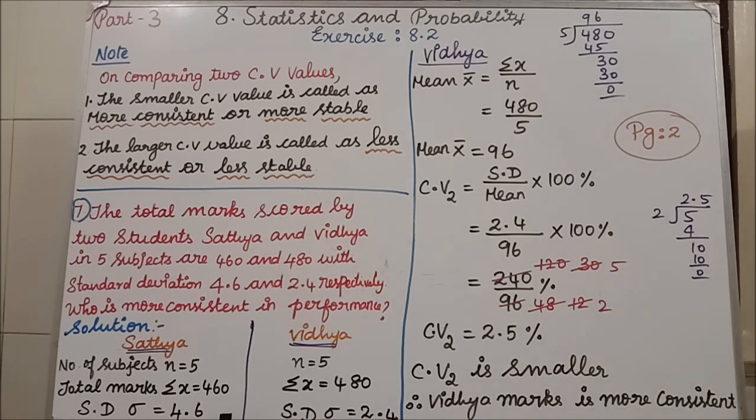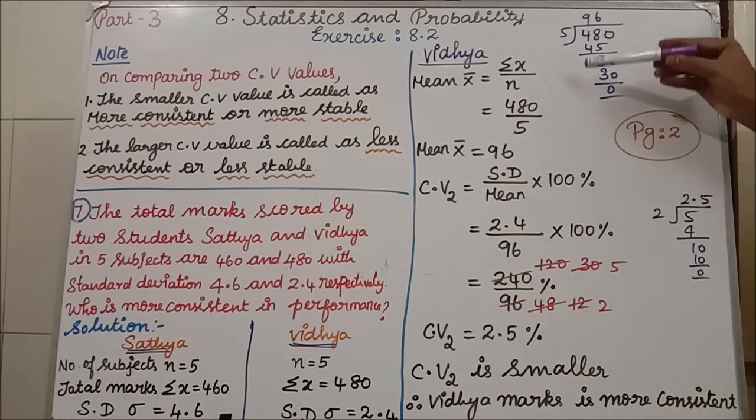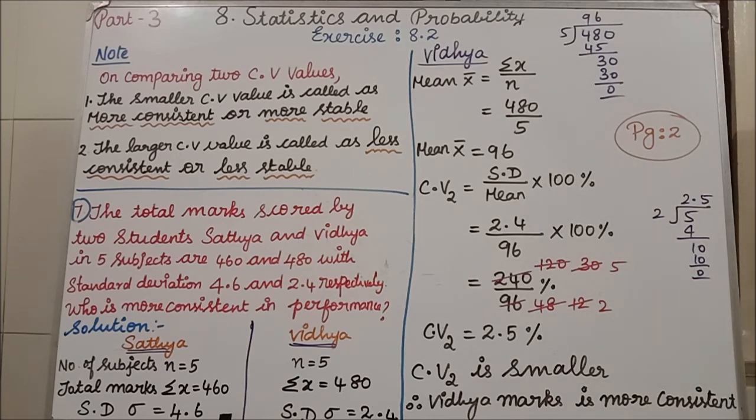CV1, what is the value we have got for Satya? We have got 5. Who's less? Vidya only has got the coefficient of variation less value, isn't it? Now you see the note: the smaller CV value is called more consistent. Who has got the smallest coefficient value? Vidya has got the smallest coefficient of variation value. So Vidya's marks are more consistent. You have to write the last line. Clear? Because Vidya alone has got the coefficient of variation value smaller. Clear, students, all of you?